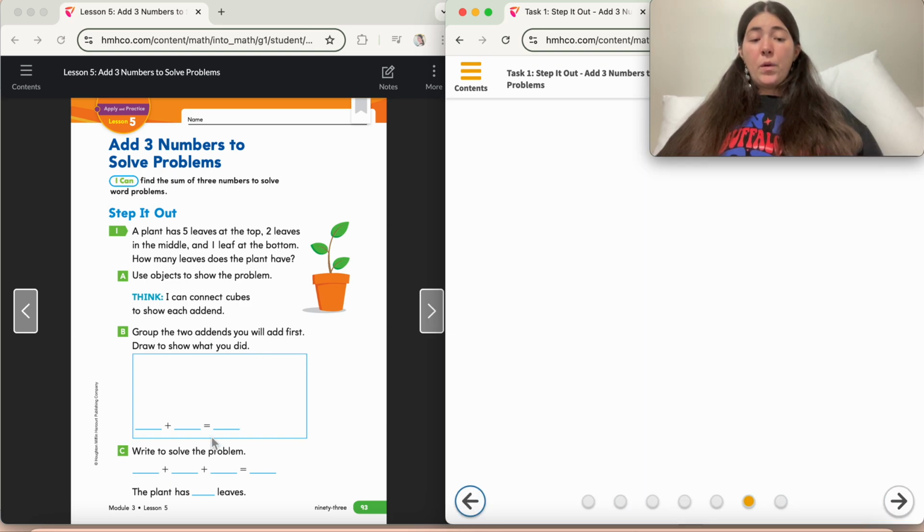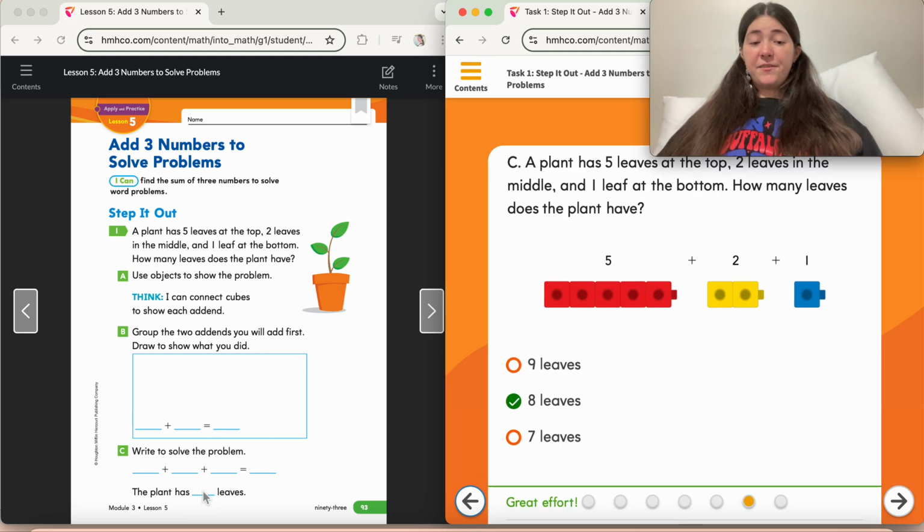And we know that the plant has how many leaves? 8 leaves. Right there, write an 8. The plant has 8 leaves.